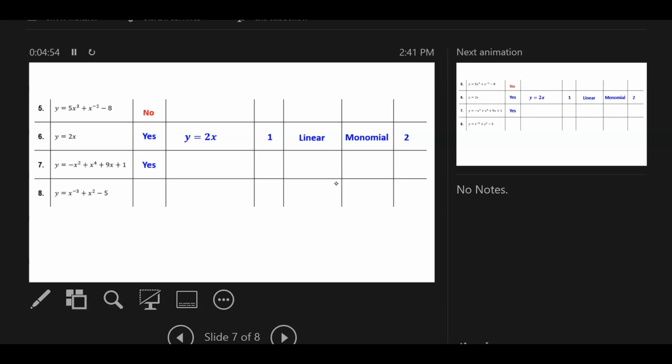Okay, cool. Now, let's put this in order. What's the highest power? X to the 4th. What's the next highest power? Minus x squared. And then the next highest power? 9x. And then the constant goes last. So that will be our standard form. Get this down?